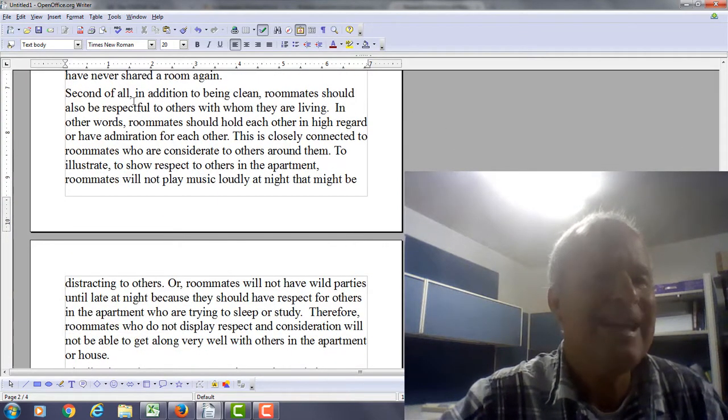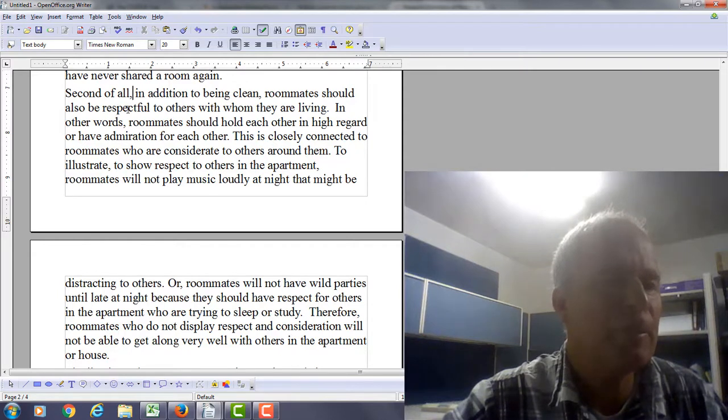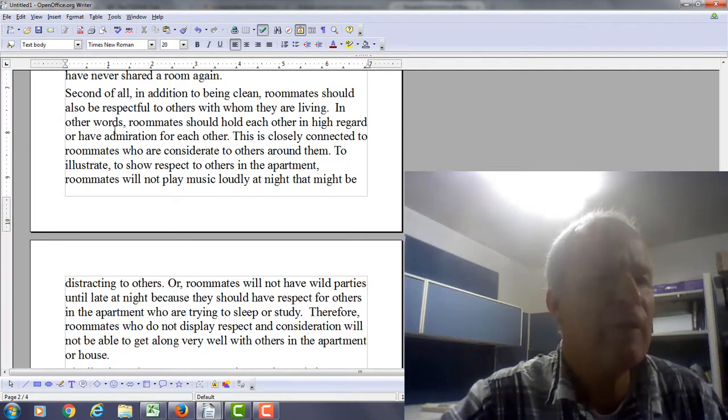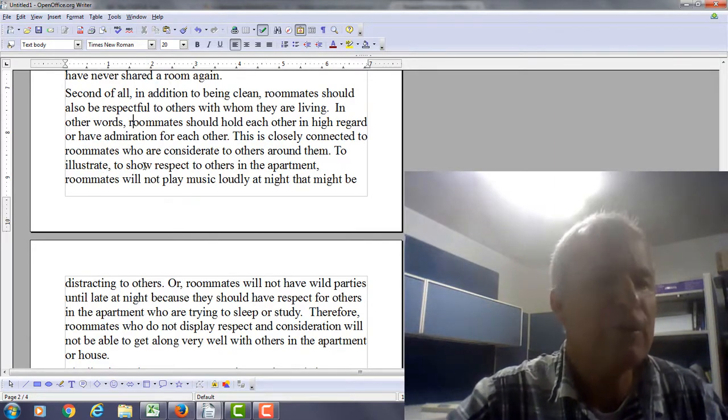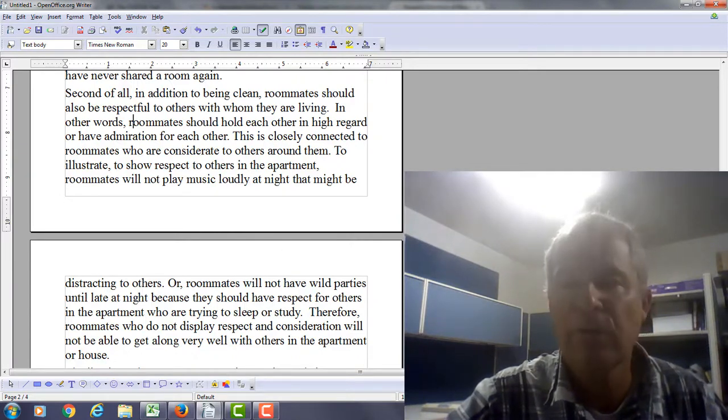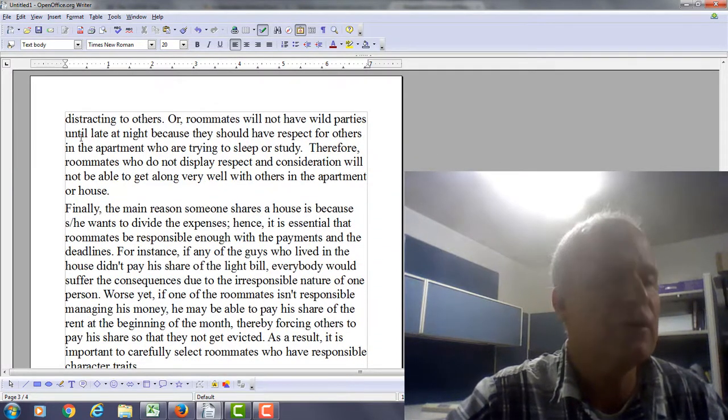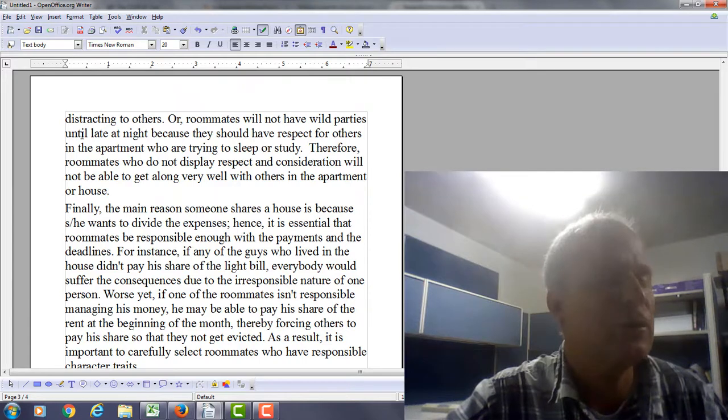Second of all, in addition to being clean, roommates should also be respectful to others with whom they are living. In other words, roommates should hold each other in high regard or have admiration for each other. This is closely connected to roommates who are considerate to others around them. To illustrate, to show respect to others in the apartment, roommates will not play music loudly at night that might be distracting to others. Or, roommates will not have wild parties until late at night because they should have respect for others in the apartment who are trying to sleep or study. Therefore, roommates who do not display respect and consideration will not be able to get along very well with others in the apartment or house.